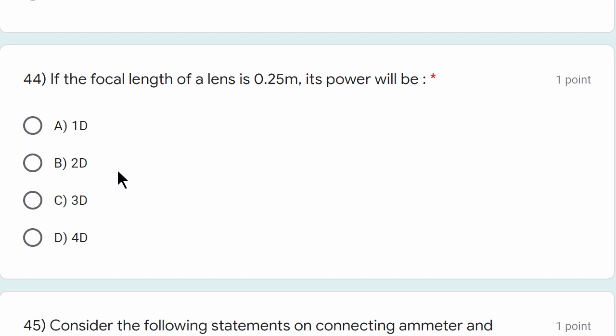Okay, next. Focal length is given as 0.25 meter. What is the power? So focal length 0.25 meter, power will be 1 by focal length, which is 4 diopter. So correct answer D.